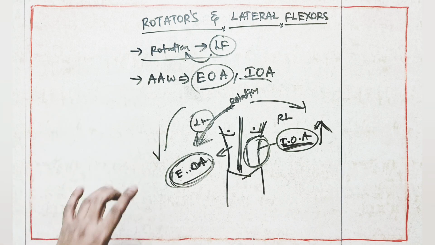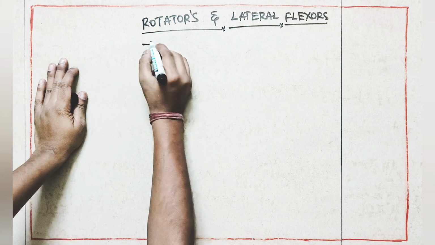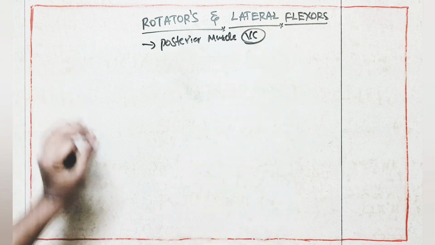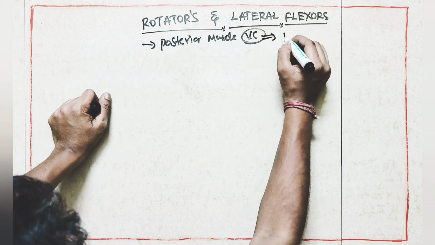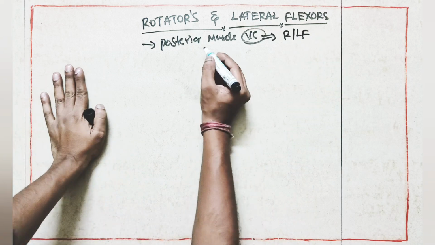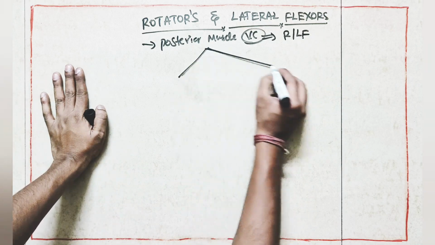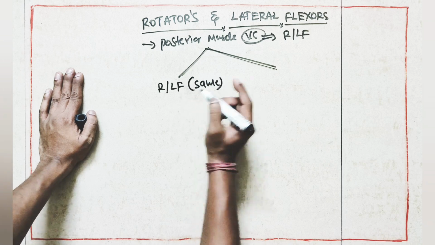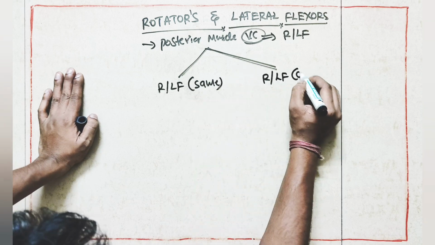One more special point: in our body we have posterior muscles, the posterior muscles of the vertebral column. These muscles are going to produce the rotation and lateral flexion. These posterior muscles are divided into two parts. First, rotation and lateral flexion done by the same side. Second, rotation and lateral flexion done by the opposite side.